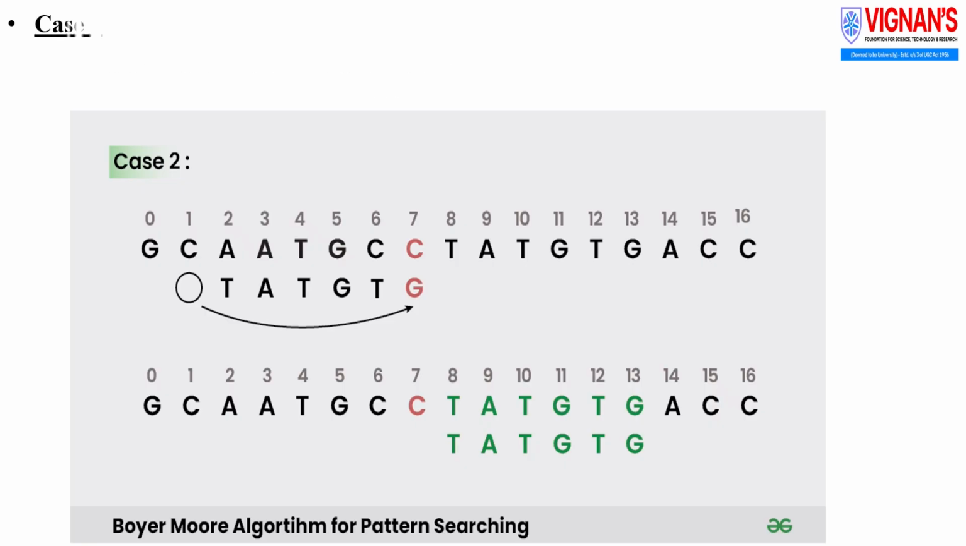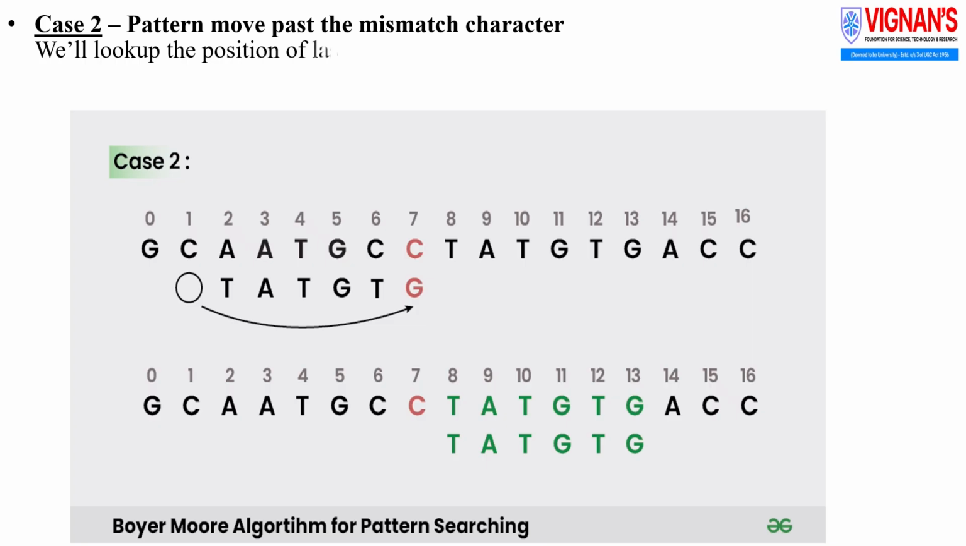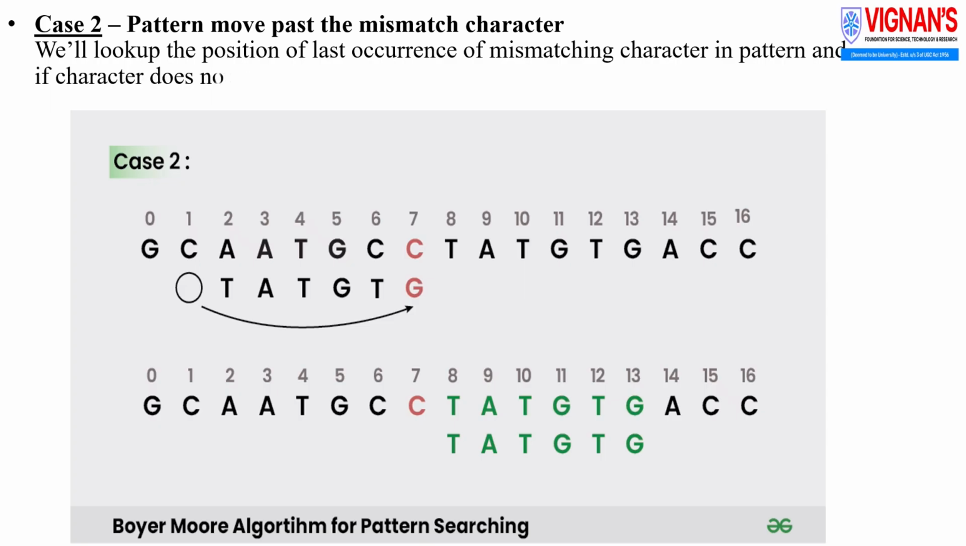Case 2, pattern moves past the mismatched character. We look up the position of the last occurrence of the mismatching character in the pattern, and if the character does not exist, we will shift the pattern past the mismatching character.